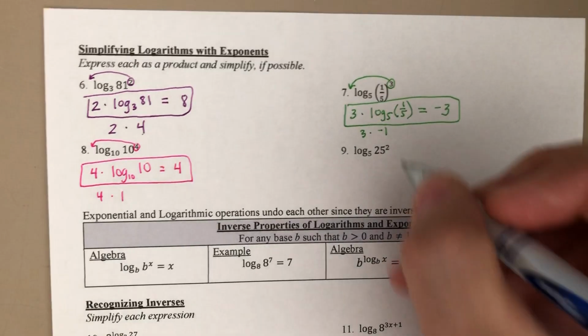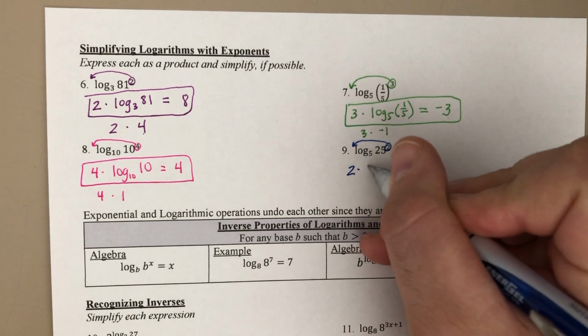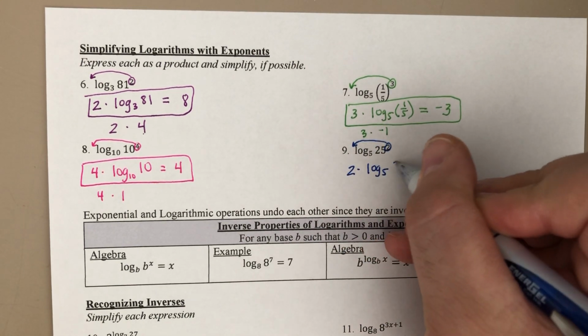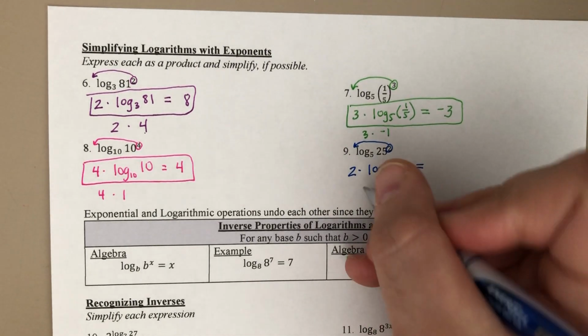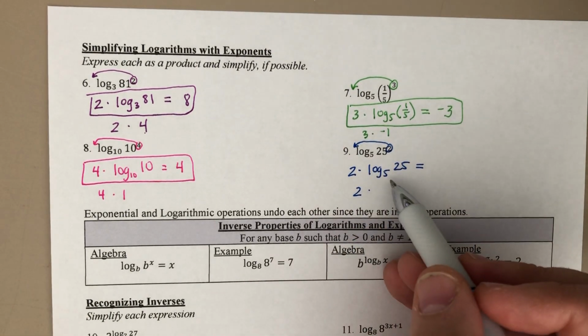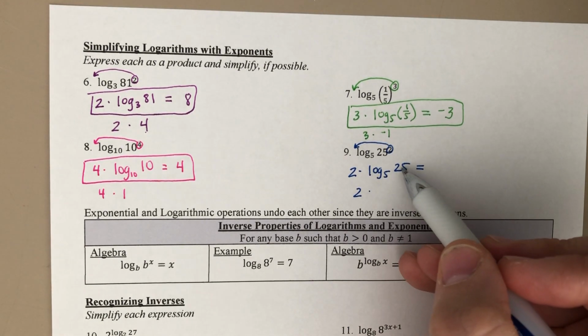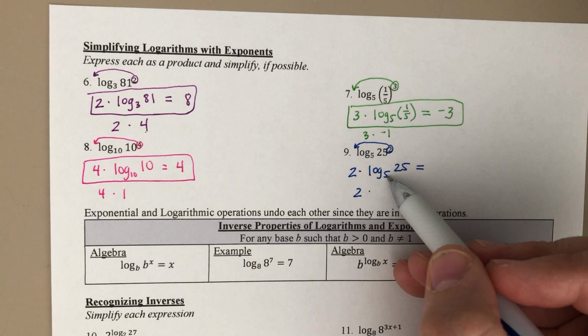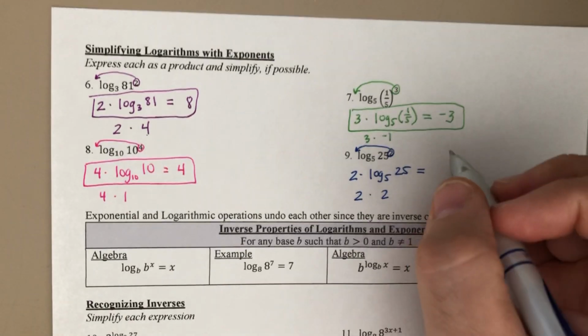Okay, and our last one here, again, the power gets to come down and multiply: 2 times log base 5 of 25. We want to know what that equals. Simplify it. 2 times, okay, log base 5 of 25. So 5 to what power is 25? That's 5 squared. Right? 5 squared is 25. So this power is 2. So 2 times 2 is 4.